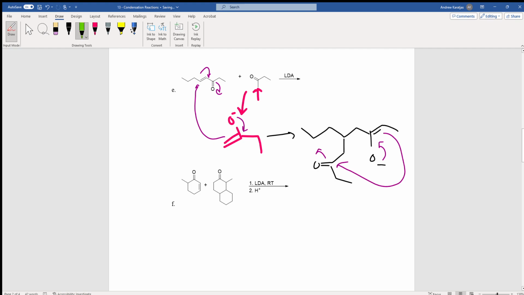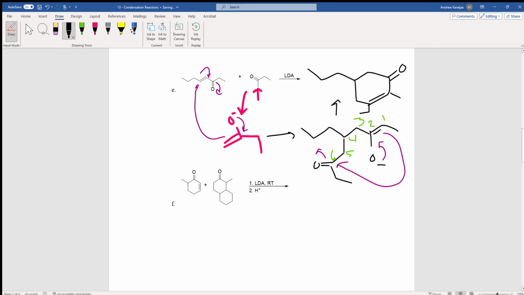Why does this occur? Well, because this is perfectly set up to give us our most stable ring size, a six-membered ring. Once that six-membered ring forms, we can protonate and finish our elimination. And as a result, we end up with our aldol product and we complete our Robinson annulation.